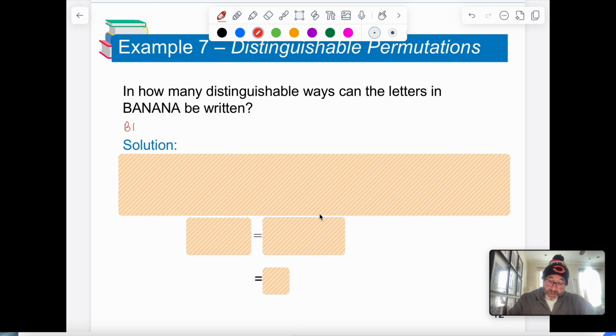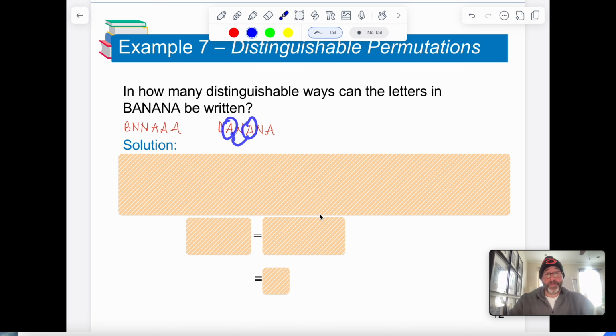If I rewrite this as BNNAAA, you can tell that I've rearranged the letters, right? That's a distinguishable permutation. I've rearranged it. You can actually see it. For the second example, I'm going to rearrange it. You ready? BANANA. All right. What I did was I switched these two letters, and you can't tell. It's not distinguishable. I can't see that I actually rearranged it. And so we say that this is a non-distinguishable rearrangement, and we want to know the distinguishable rearrangements.